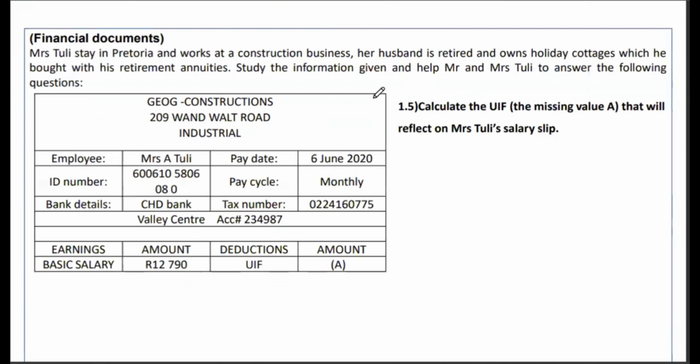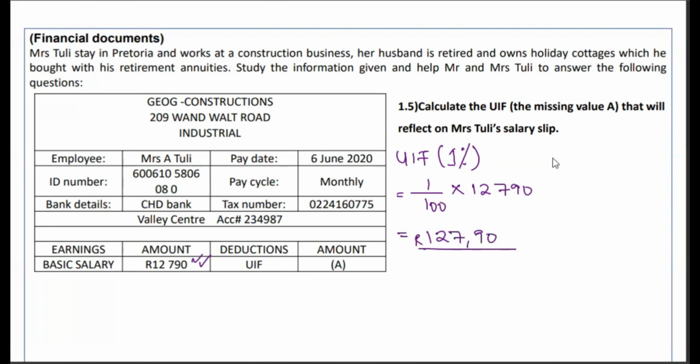All right, let's look at the other question that came around this payslip. It says, calculate the UIF, the missing value A that will reflect on Mrs. Tully's salary slip. Now remember, UIF is charged at 1%. So we shall look for 1% of the basic salary. So we shall say 1 over 100 times 12,790. So 1% of 12,790 becomes 127 rands 90 cents. This is the 1%.